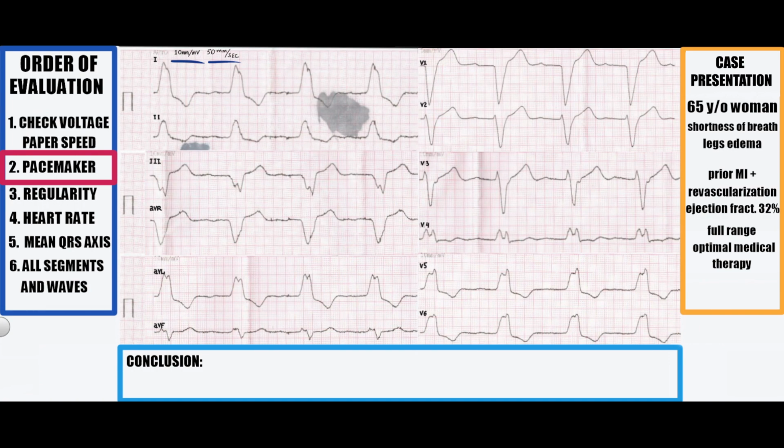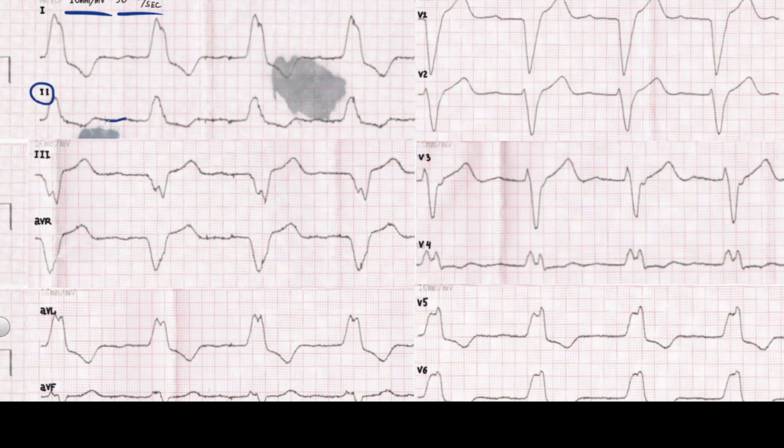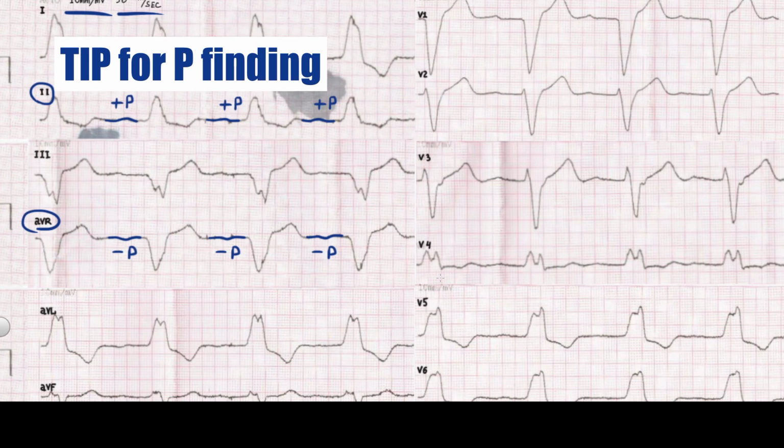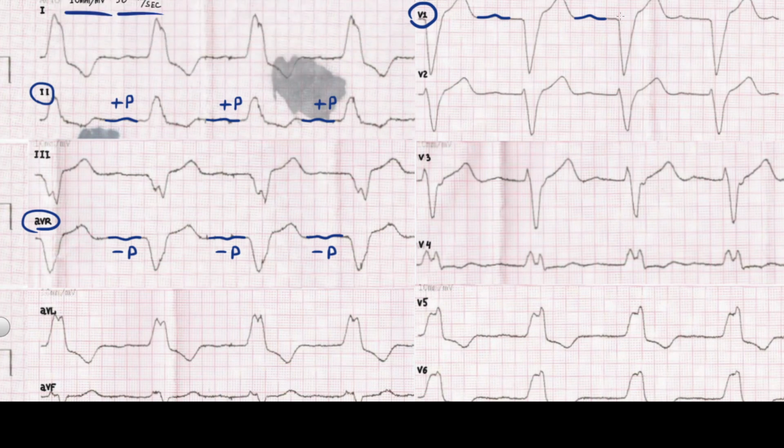For evaluation of the pacemaker of the heart, let's find the P wave in second standard lead and aVR. If the P wave is located before every QRS complex and is positive in second standard lead and negative in aVR, this is sinus rhythm. Little tip for P finding: if the P wave is hard to find in extremity leads, check V1. This lead is near to the atria, so the P wave, as atrial depolarization, is more clear here.